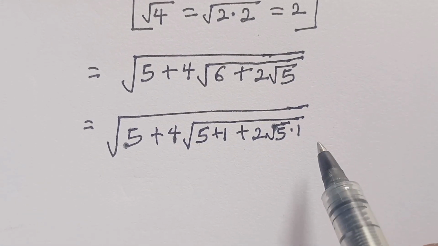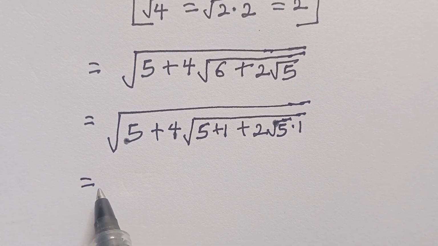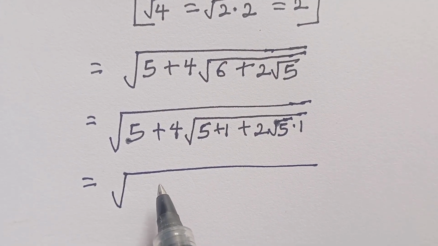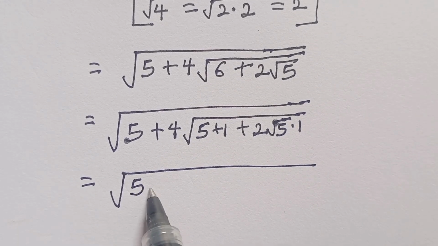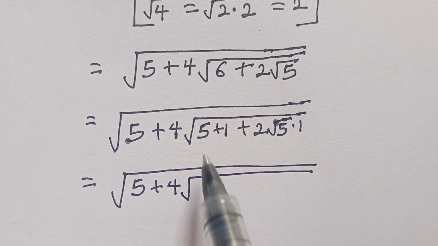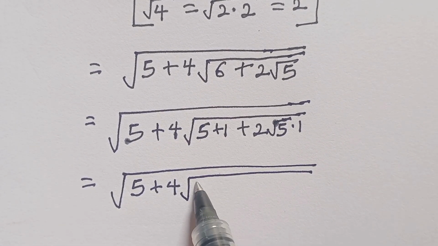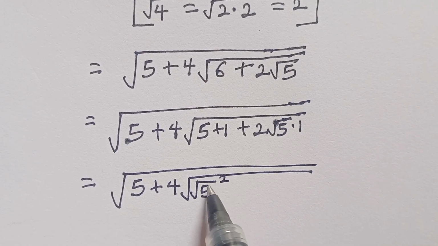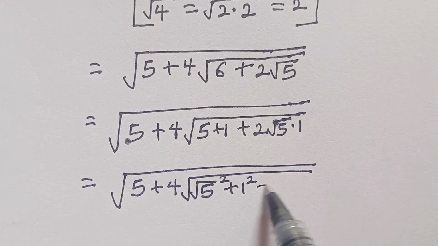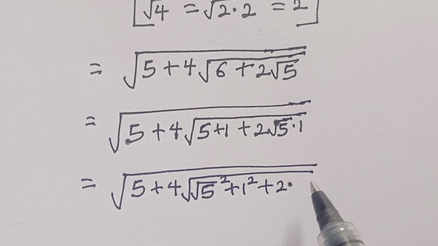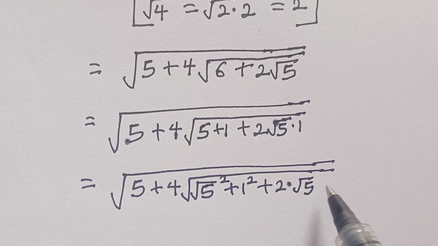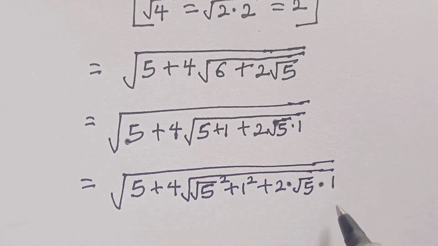I did that so as to be able to eliminate the inner square root, because with this I'll be having square root of 5 plus 4. So square root of, don't forget, if you have square root of x squared, it is still x, because the square will cancel the square root, and you are left with x. So therefore we now have square root of 5 squared plus 1 squared plus 2 times square root of 5 times 1.